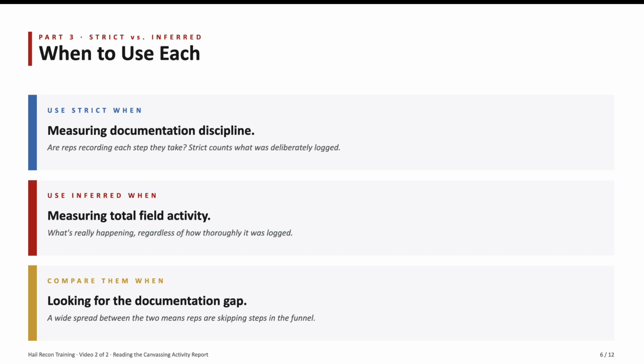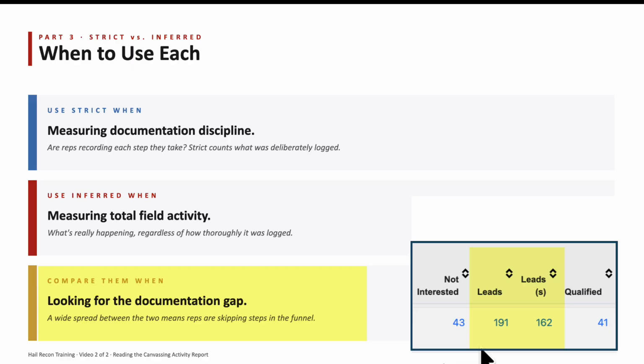So which one should you use? It depends on the question. If you want to know how disciplined your team is about documenting each step, look at the strict columns. If you want to know what's really happening in the field, look at the inferred columns. And looking at the gap between the two is itself useful. If leads shows 191 and leads (S) shows 162, that gap of 29 represents leads that materialized without an explicit attempt being logged first. That tells you something about both your team's habits and the realities of door-to-door work.